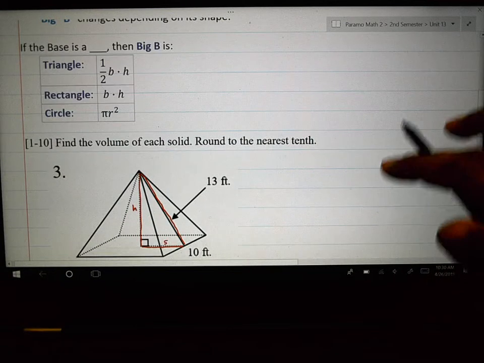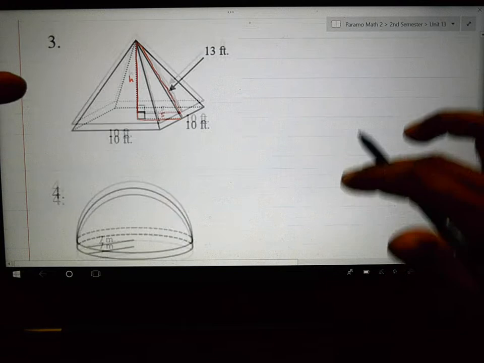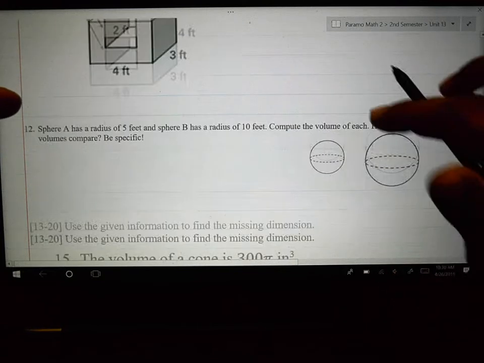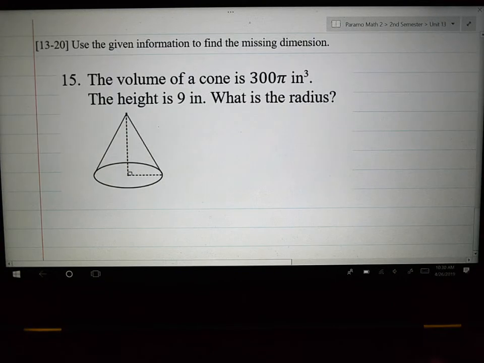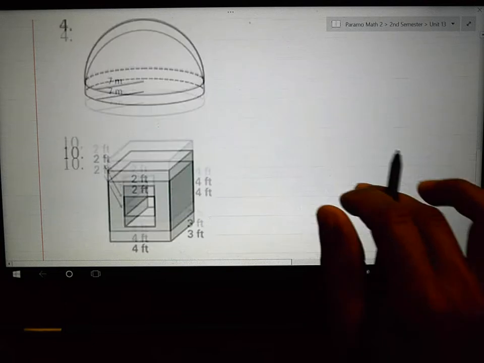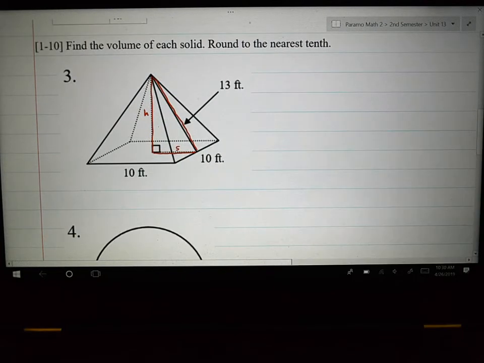We're going to do some examples. I have chosen 3, 4, 10, 12, and 15 for us to do together as a class. If you have any questions, you can stop me, but let's just get into it because I don't know how long my voice is going to last.